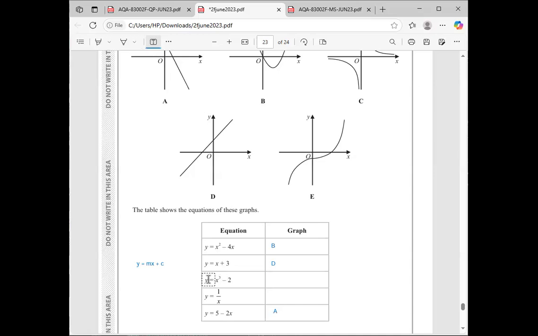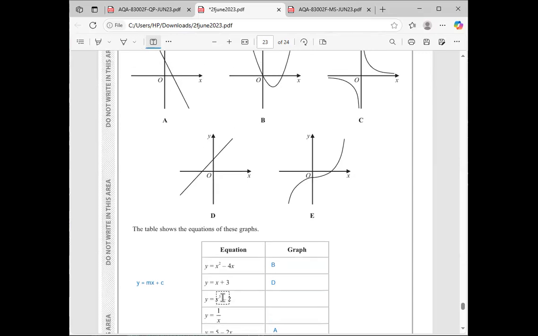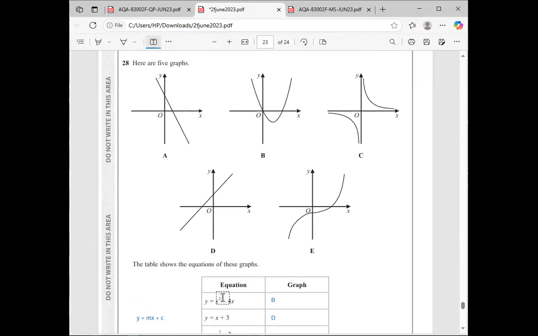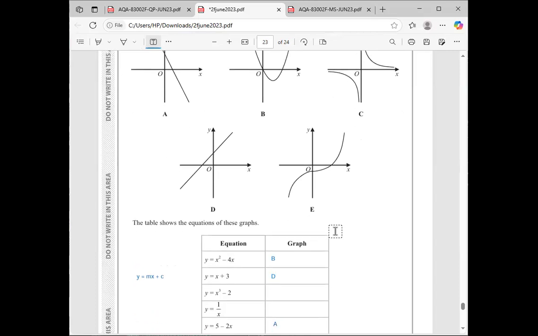The ones for y equals x cubed minus 2 and y equals 1 over x. I think we have seen the one for 1 over x before. So which one would it be? The only options we're left with now are C and E, so the answer must come out from those two. Let me see. For y equals 1 over x, the option is E. I'm going to confirm it. Just give me a minute. I'll confirm it. So it's going to be E.